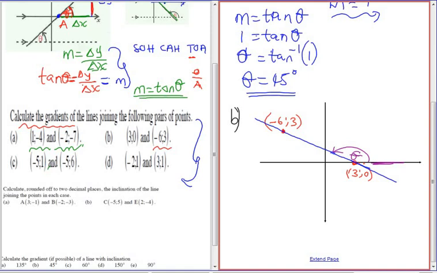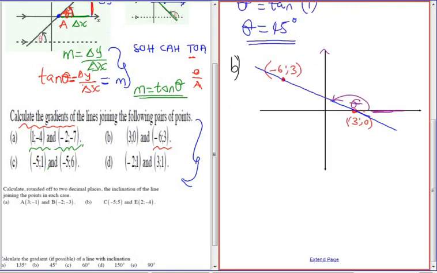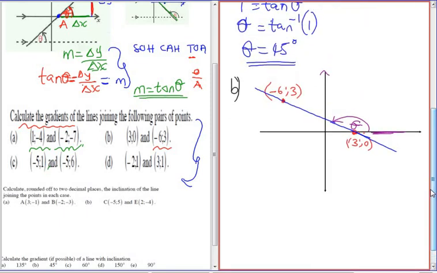As you can see, this one will have a negative gradient, so the angle that we get should be an obtuse angle. So let's go ahead and calculate the gradient first and then figure out what happens after that. I'm not going to write the formula anymore. So it's 3 minus 0 divided by -6 minus 3. So you can see in this second situation of ours, the gradient will simply be negative 1 over 3.